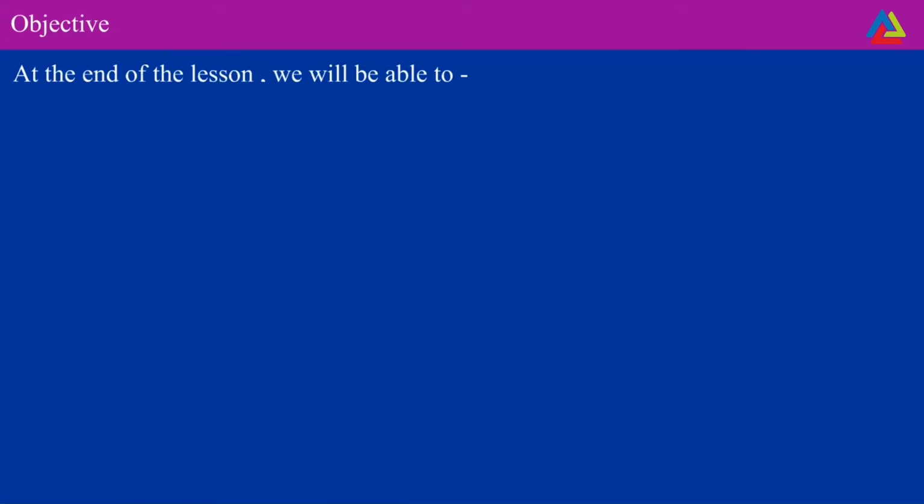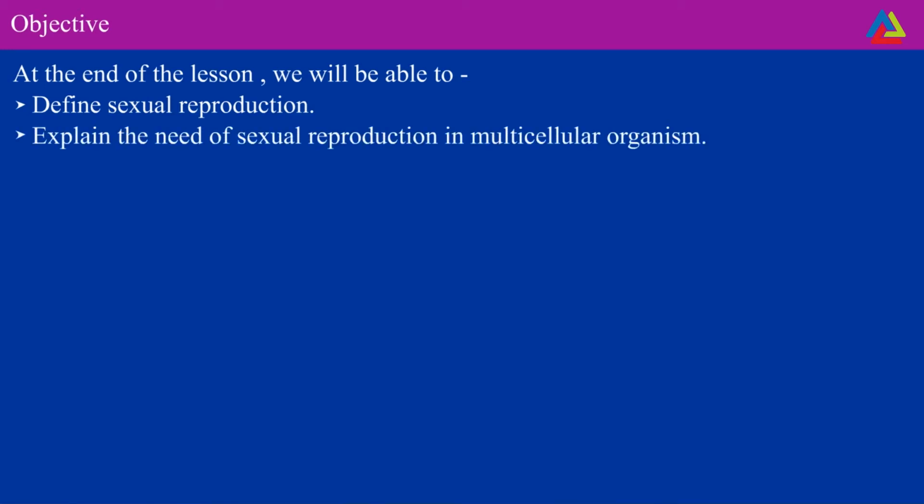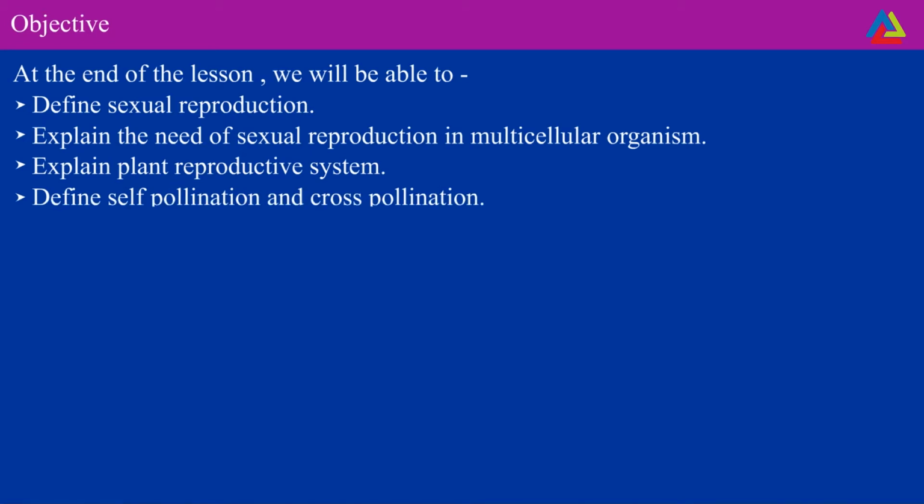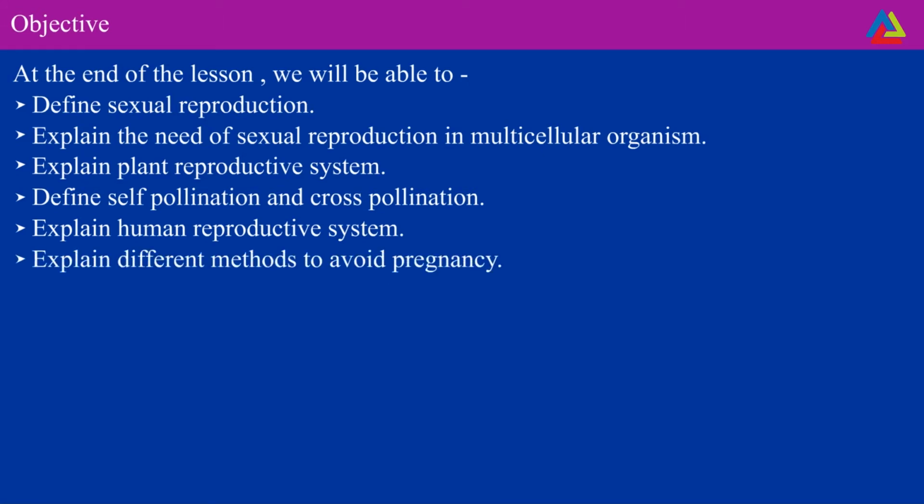In the lesson, we will be able to define sexual reproduction, explain the need of sexual reproduction in multicellular organisms, explain plant reproductive system, define self-pollination and cross-pollination, explain human reproductive system, explain different methods to avoid pregnancy, list sexually transmitted diseases.